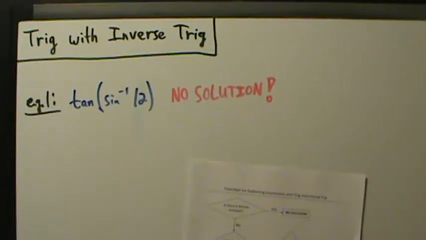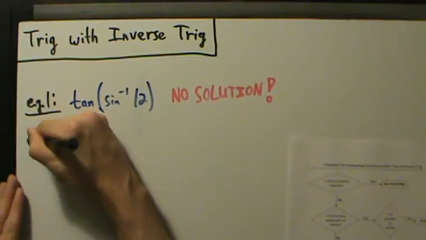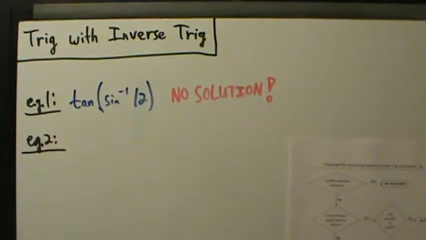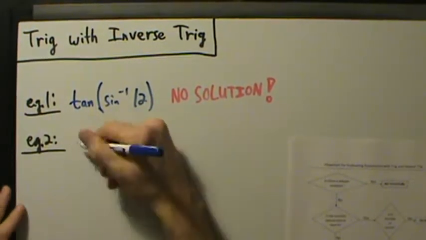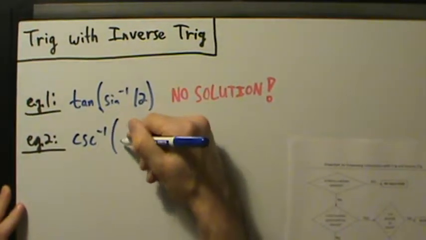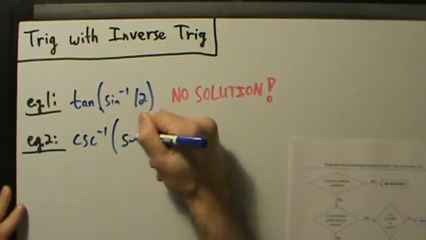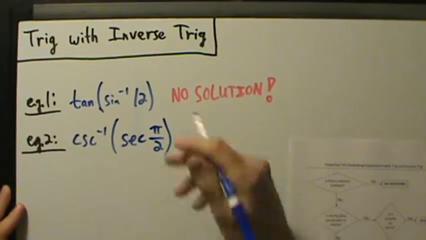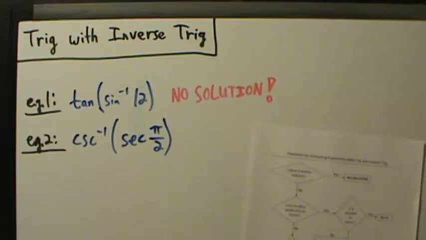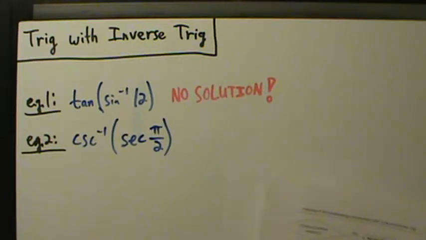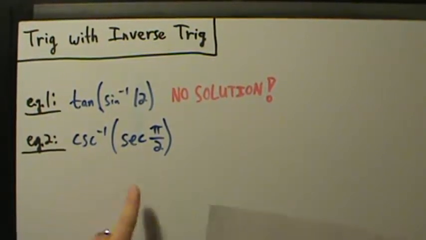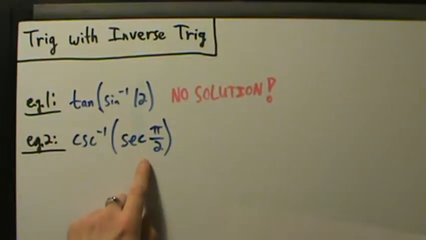How about example 2? Example 2 is, let's say we want to evaluate inverse cosecant of the secant of pi over 2. The answer is probably not going to come as any surprise based on what we've been talking about. It's inverse trig with trig, and then secant of pi over 2.